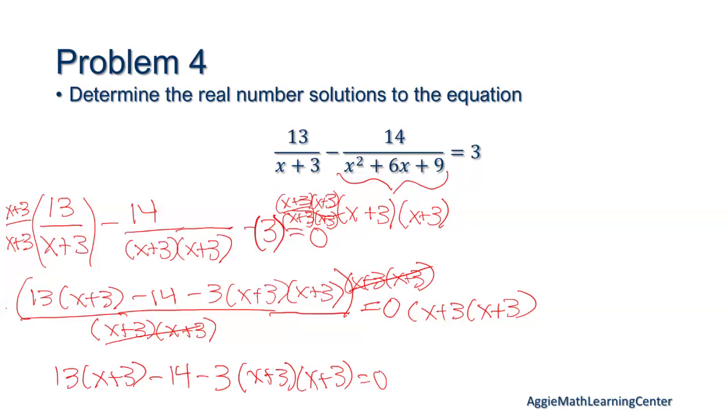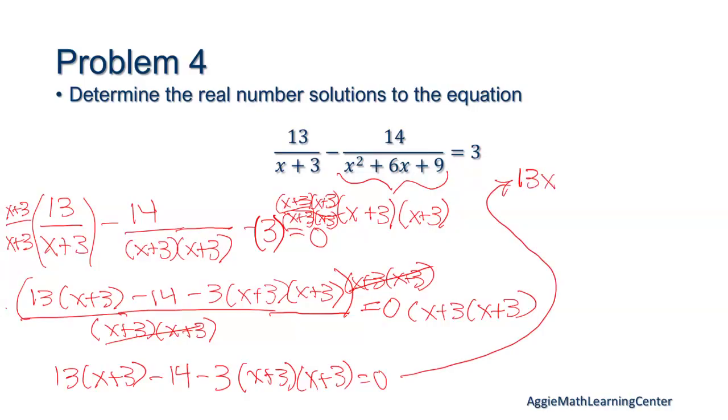Perfect. Okay, now what do we need to do? Just divide them into like 13x plus 39. We just multiply them all. So we're distributing? Yes. Perfect.